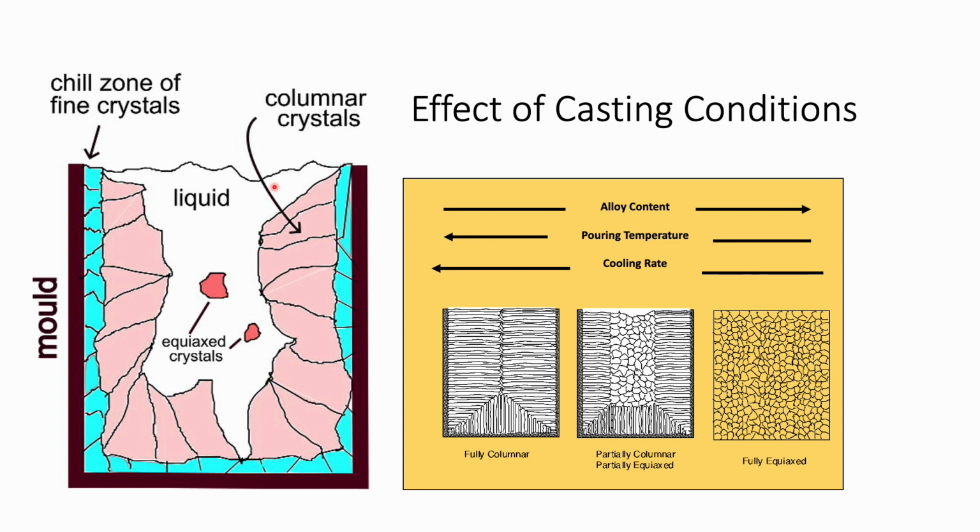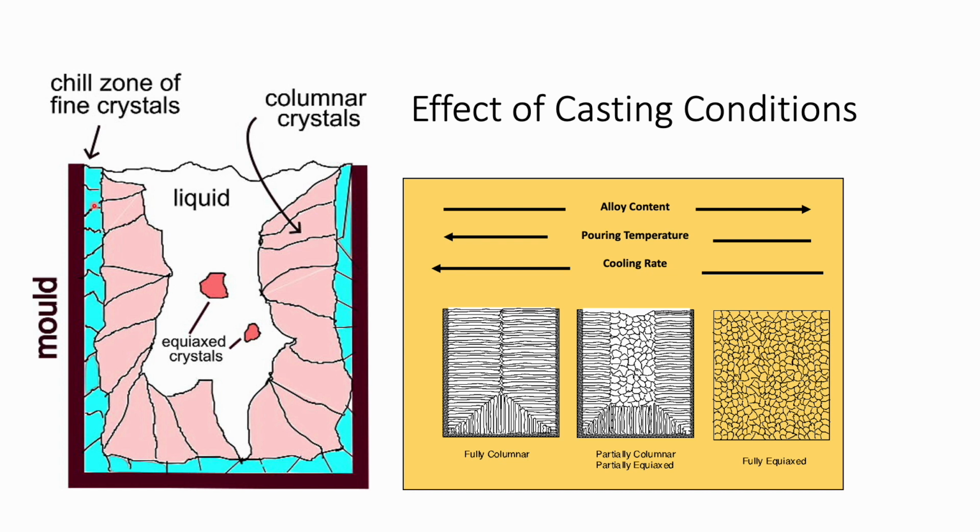Now we're talking about the solidification of metal materials in a mold. Sometimes we also call this the casting process. Okay, so this mold here normally is cold compared to the liquid phase metal. Now when you have the liquid phase in this mold, you will get 3 layers produced.